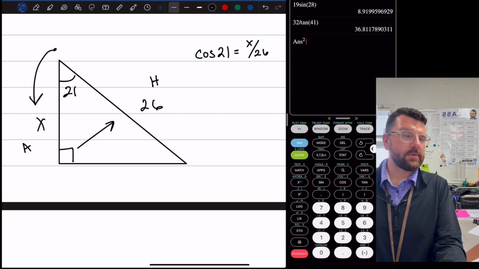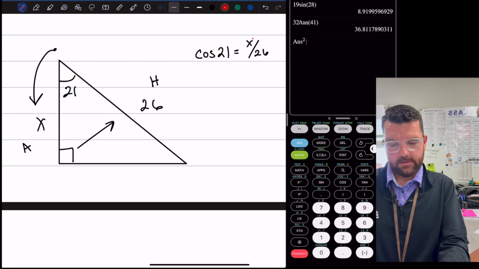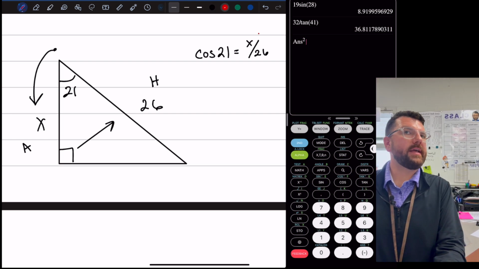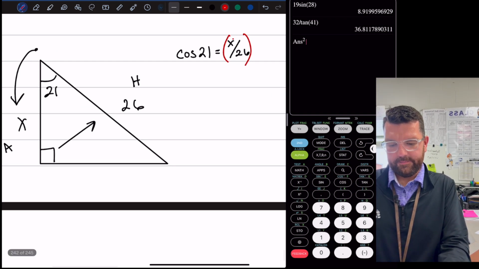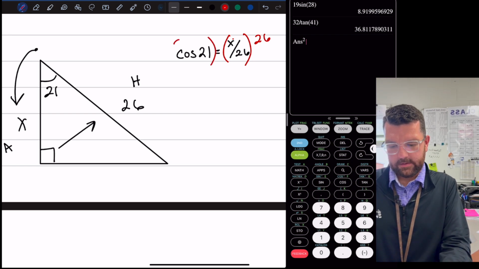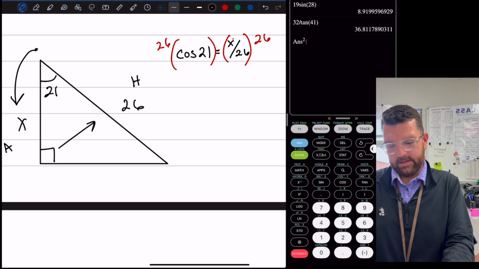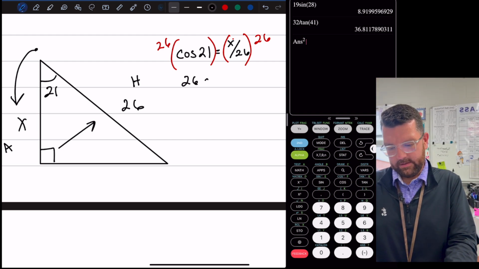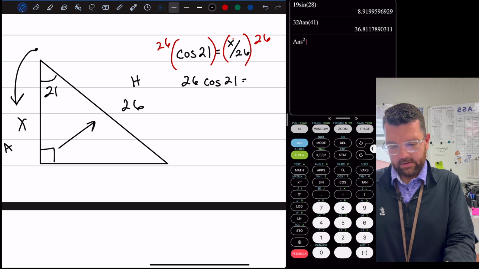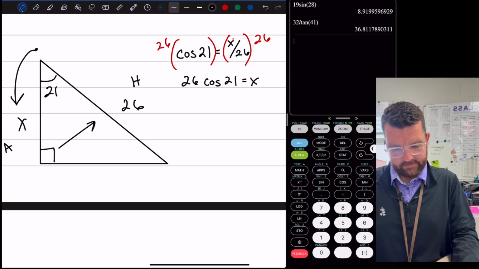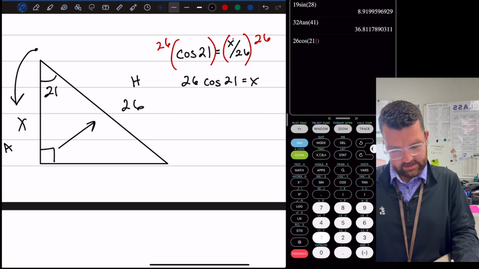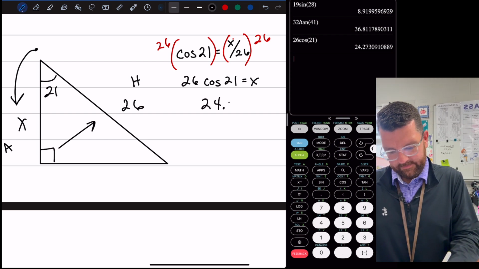How do we solve this one? What's happening to the x right now? It's being divided by 26, so I'm going to do the opposite of that and multiply it by 26 on both sides. That leaves me with 26 cosine of 21 equals x. And we can type that into the calculator. 26 cosine of 21, close parentheses, and get 24.3.